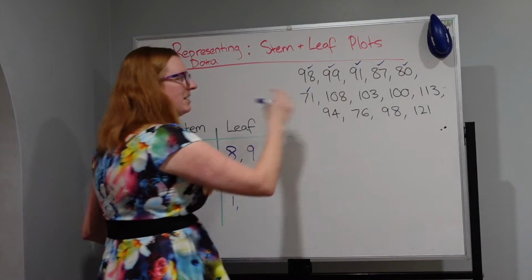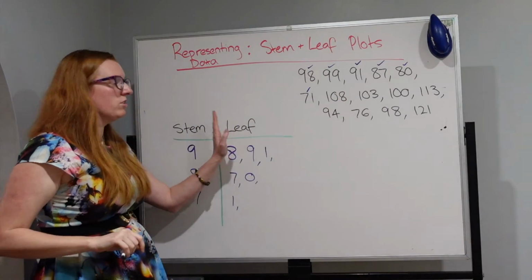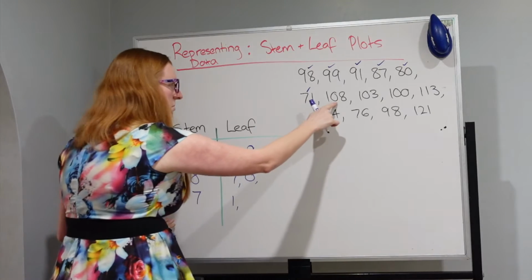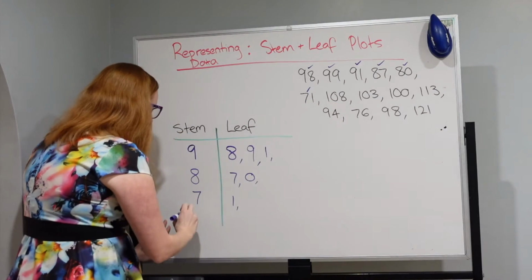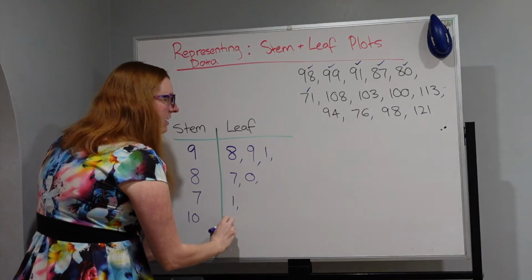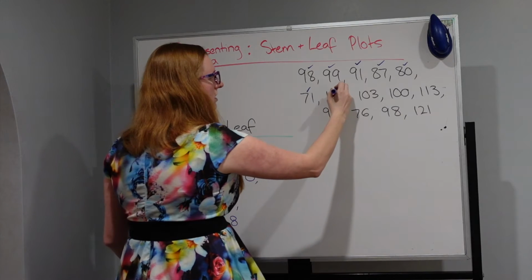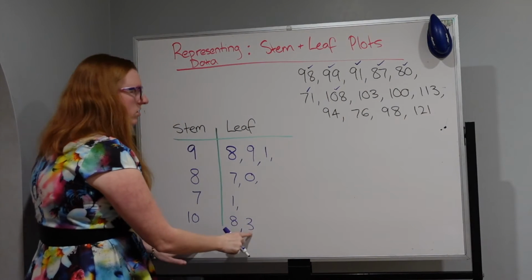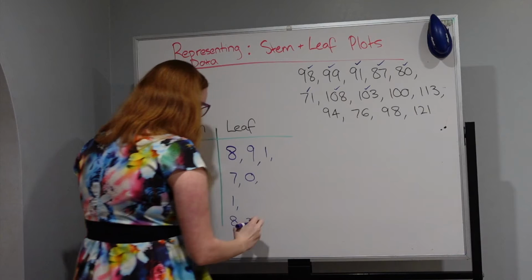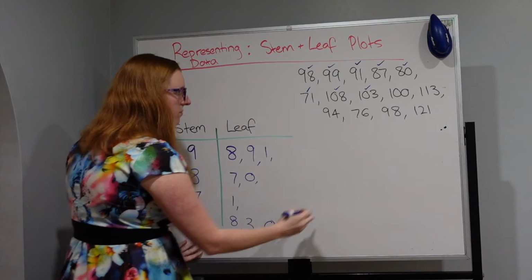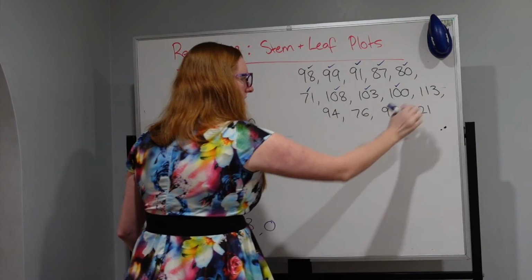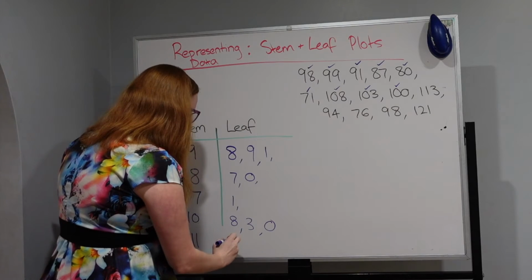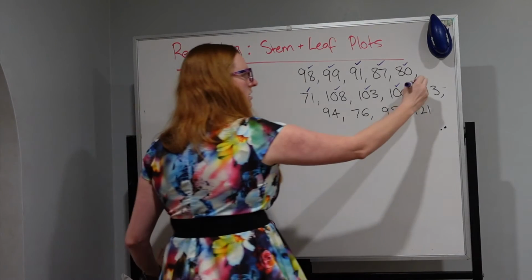Then I've got 108. So your leaf only ever has the last digit. So I'll be putting 10 in the stem and an 8 in the leaf. Then a 3 to make 103. Then a 0 to make 100. Then I've got 113, so I need 11 in the stem and 3 in the leaf.